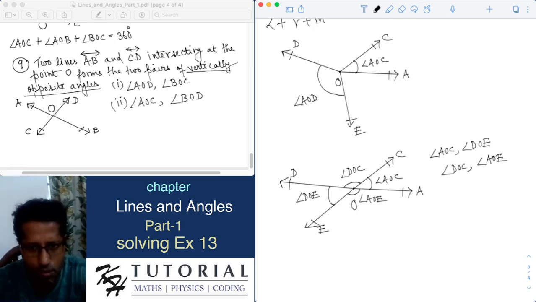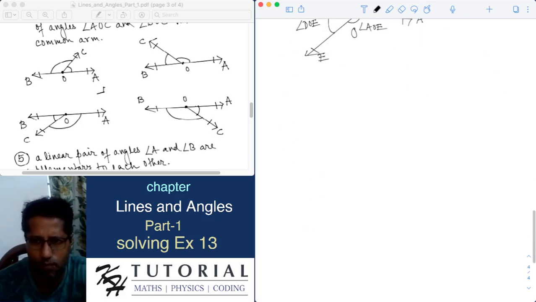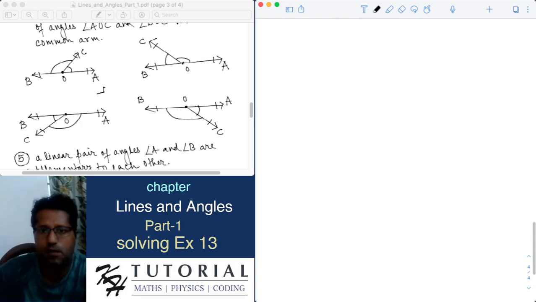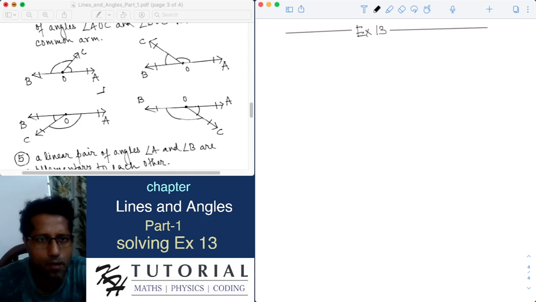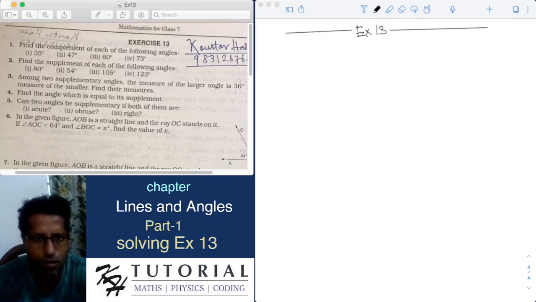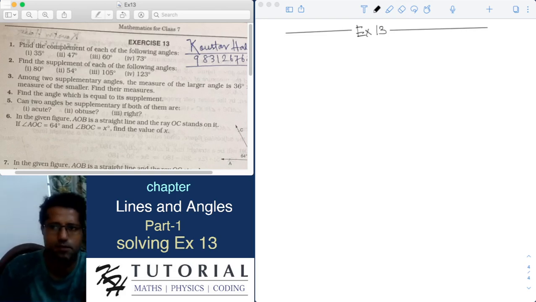Okay, that is all about the properties of angles. Now let's try to solve the problems from exercise 13. I hope you can now see the problems of exercise 13. I have increased the font so that you can see it clearly. Okay, let's solve the problems of exercise 13.